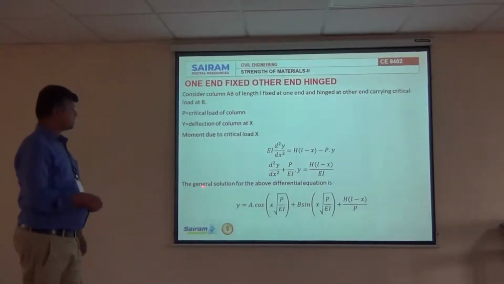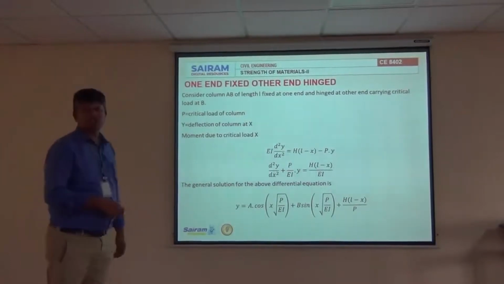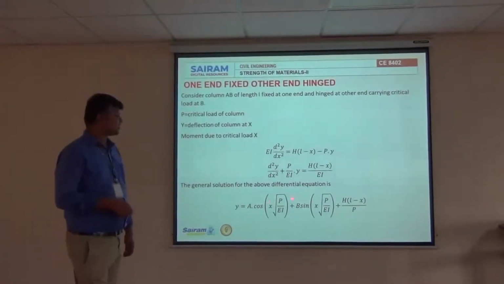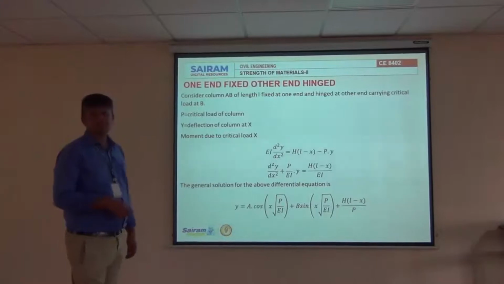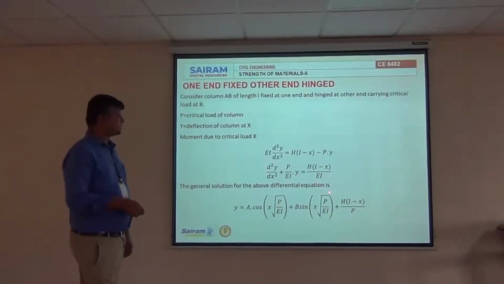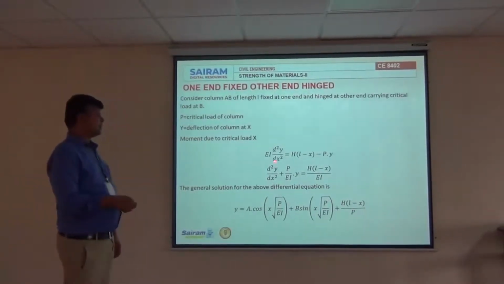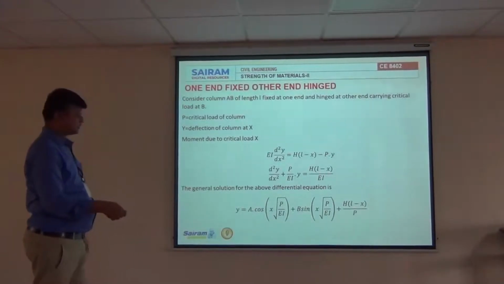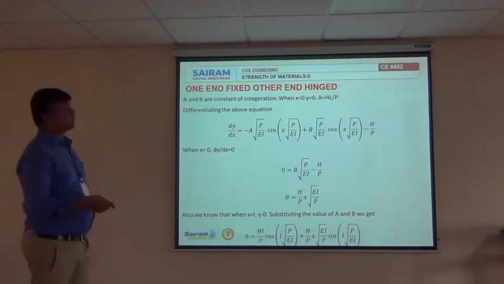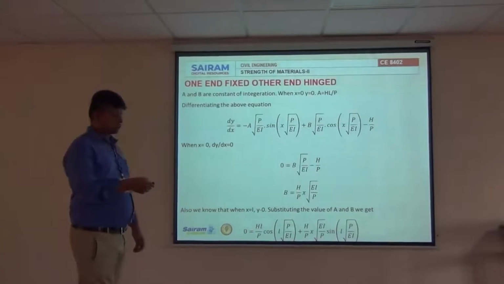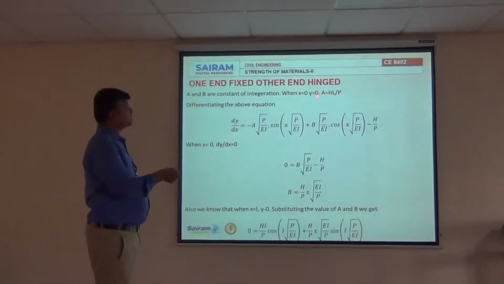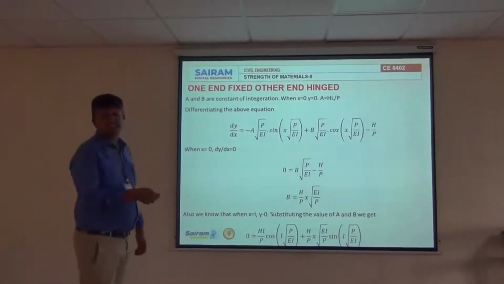So the general solution for the above differential equation is y equal to a cos x root of p by a plus b sin x root of p by a plus h into L minus x divided by p. Now applying the boundary condition, the first boundary condition will be at x equal to 0, y equal to 0, we will be getting a equal to hL by p.